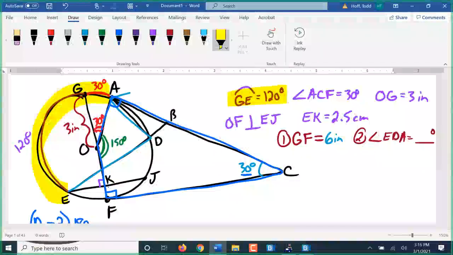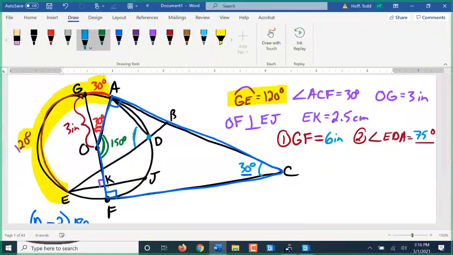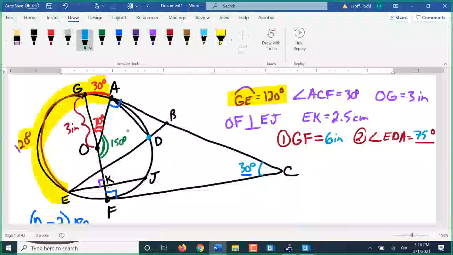That makes this arc 120 plus 30, or 150. Now, this angle here is an inscribed angle. An inscribed angle is not equal to the arc, it is half the arc. Half of 150 is 75 degrees.